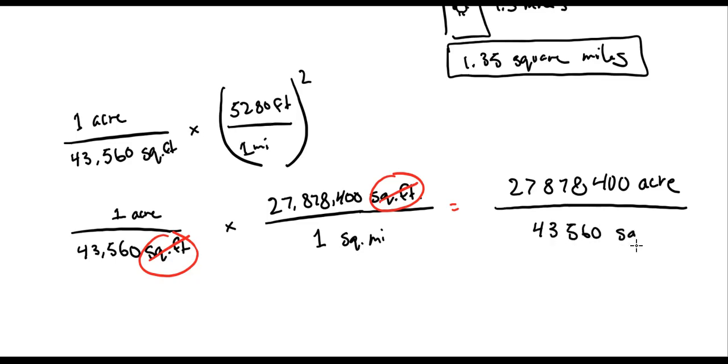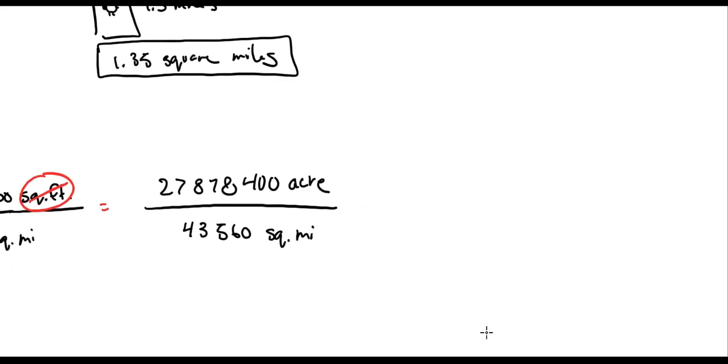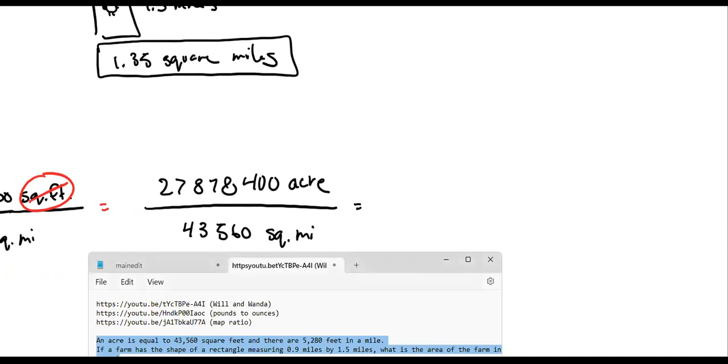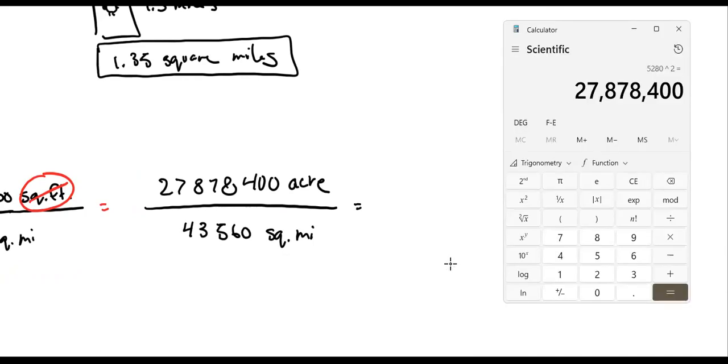So essentially, we're saying that for every 27,878,400 acres, we've got an equivalent of 43,560 square miles. Those numbers are rather on the large side, so I'm going to throw these into the calculator. I'm going to see if I can divide those and simplify this up a little bit for myself.